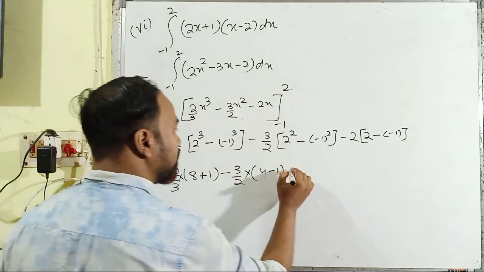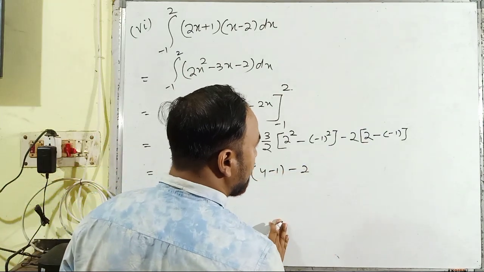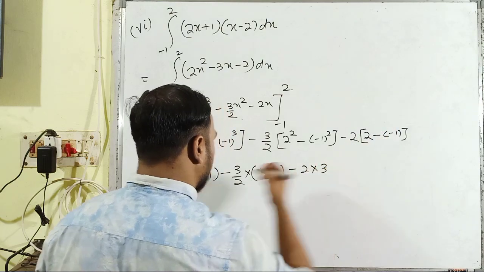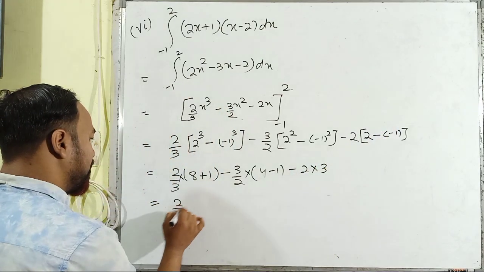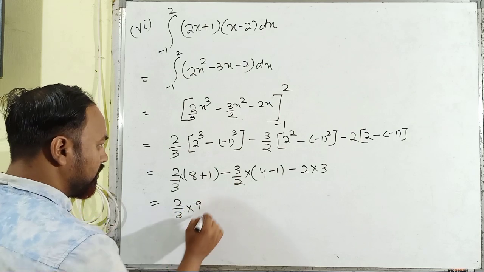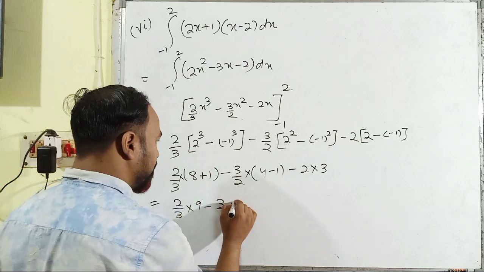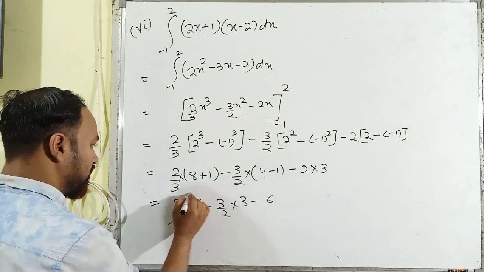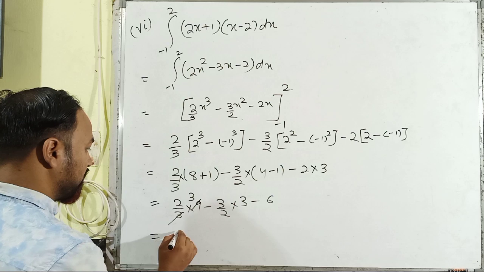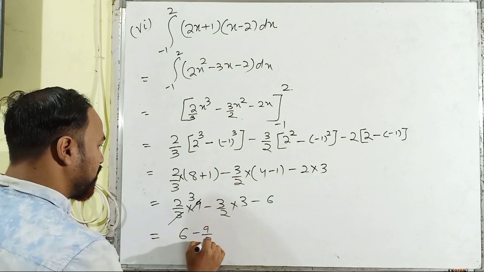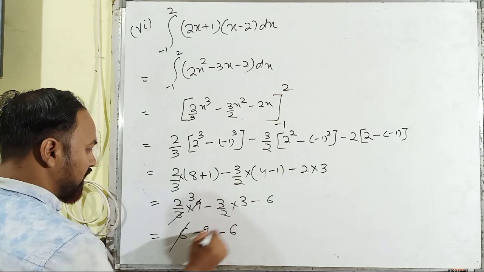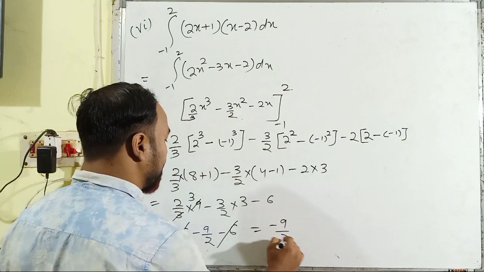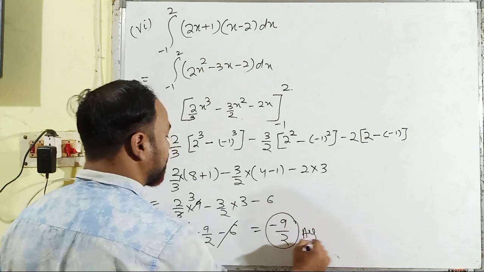Okay, then let us solve the last term. It is minus 2, it is 2 plus 1, that means it is 3. So it is 2 by 3 multiplied with 9 minus 3 by 2 multiplied with 3, then minus 6. So just simplifying it, it is 6 minus 9 by 2 minus 6, just cancelling both 6 and minus 6 with each other. We are getting minus 9 by 2 as the answer of this problem.